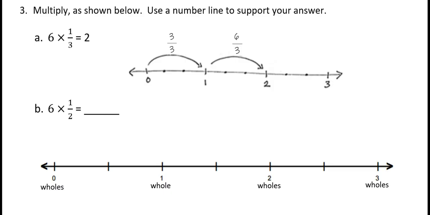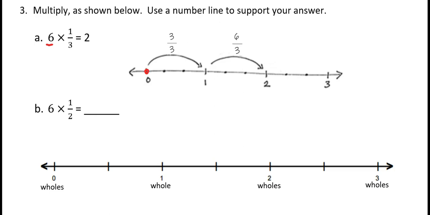In the next section, we're going to show the same thing, but instead of repeated addition, we'll represent it through multiplication. Part A says to multiply 6 times 1/3. The 6 is telling me that I need 6 copies of 1/3, and we're going to show how that equals 2 wholes. You can see this first problem has been done for us.